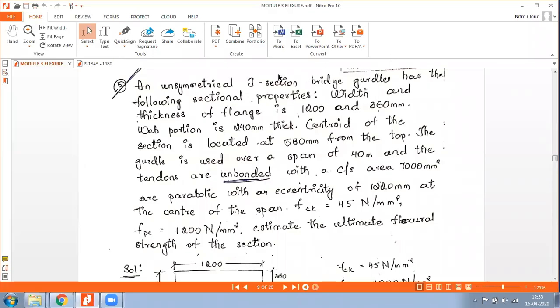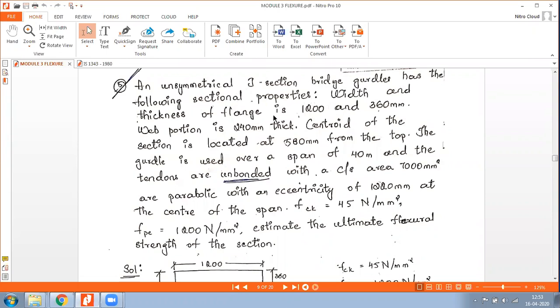Hello everyone. In this class, we will solve some more problems based on the calculation of the moment of resistance of the flange sections as well as box sections. Next problem. An unsymmetrical I-section bridge girder has the following sectional properties.